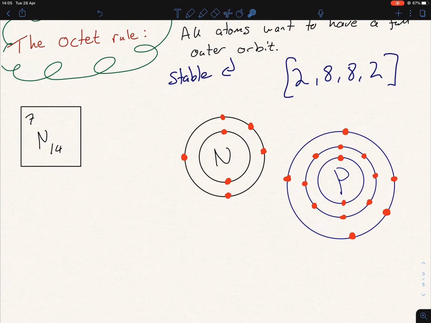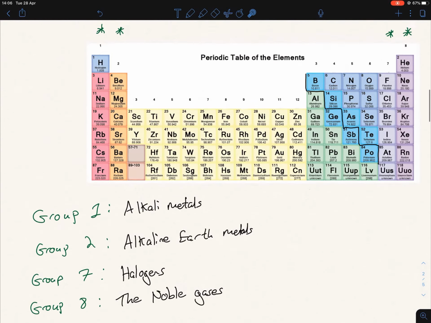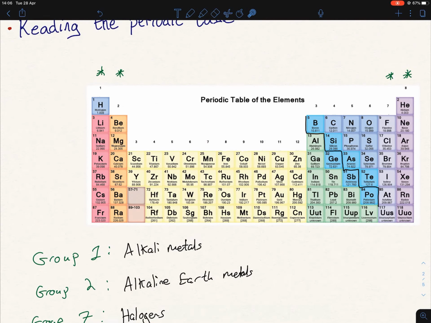Now, both nitrogen and phosphorus are in group 5. Yes, phosphorus has more electrons, which makes sense, because it has the greater atomic number and so forth. But if we look at the similarities between them, nitrogen has 1, 2, 3, 4, 5 electrons in its outer orbit. And phosphorus has 1, 2, 3, 4, 5 electrons in its outer orbit as well. And both of them are in group 5. And it wouldn't matter if I kept going down here. Every one of these elements is going to have 5 electrons in its outer orbit.